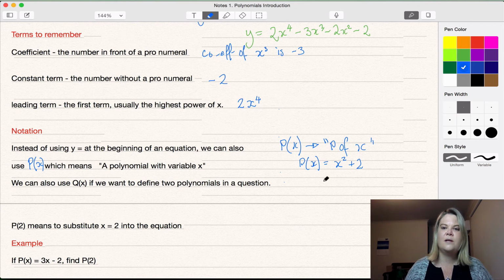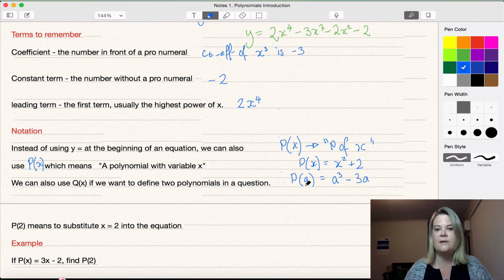If you're not using x as your variable, you would put the letter that you are using in the brackets. So you could have p of a equals a cubed minus 3a. That would work as well. You can use any letter in there. We can also use q of x. If you've already defined p of x in one question, and in the same question you want to define another polynomial, you can use q of x or q of a or q of whatever you need.